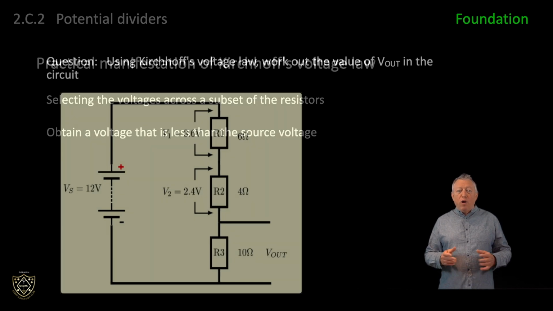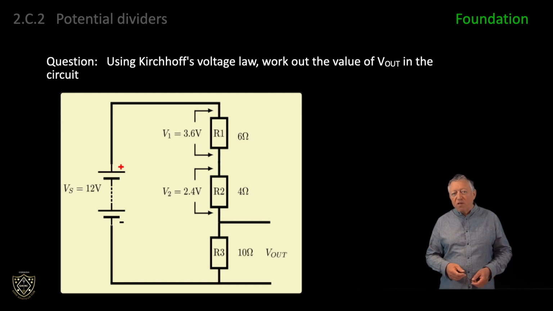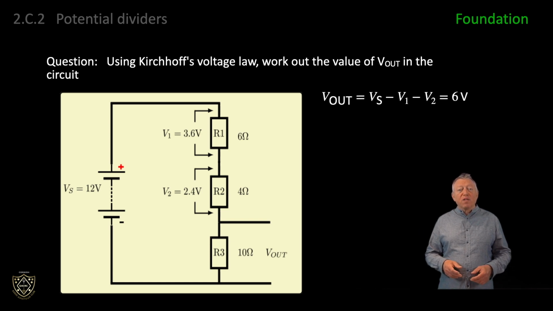Let's do a question using Kirchhoff's voltage law. Work out the value of Vout in the circuit shown. Well, Vout equals Vs minus V1 minus V2, which equals 6 volts.